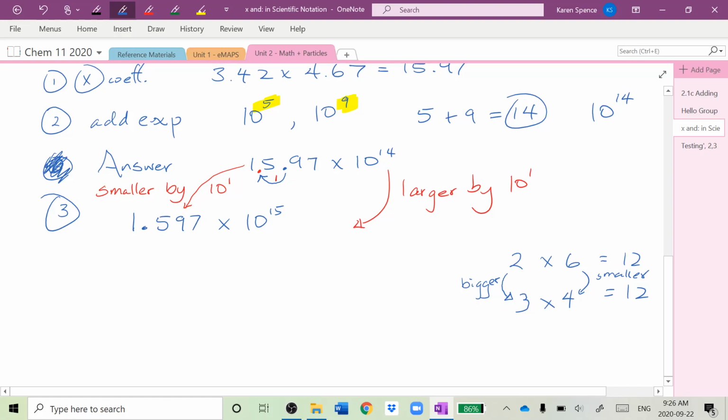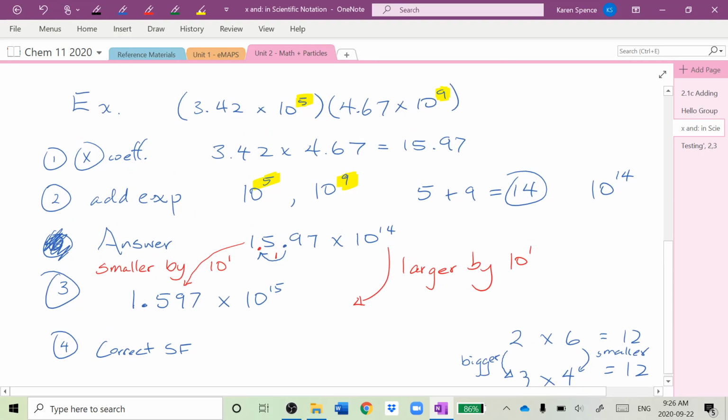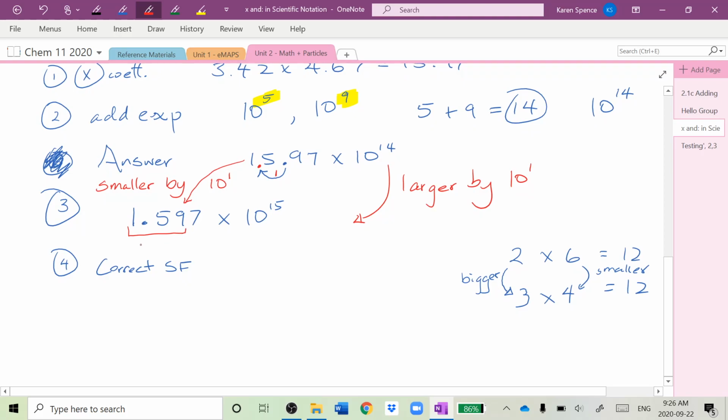All right, so we now have our answer, but we have to make sure we have it to the correct sig figs. So correct scientific notation and then correct sig figs. So we go back and we say in our calculation, we had 3 sig figs and we had 3 sig figs, so our final answer must have only 3 sig figs. So our final answer will be 1 point, and this 7 is going to round that up to a 0, so that's going to be 60. 1.60 times 10 to the 15.